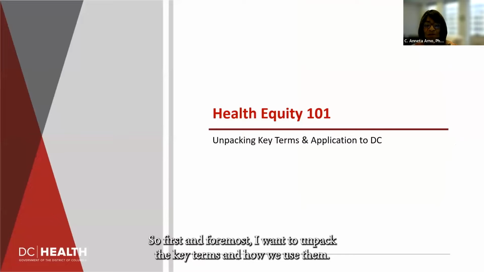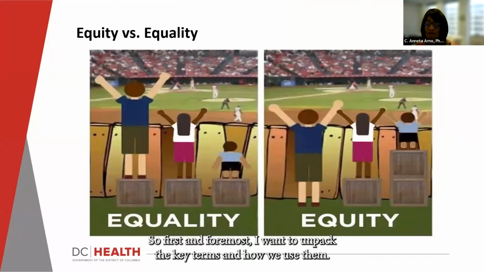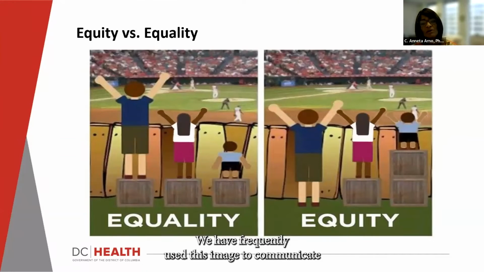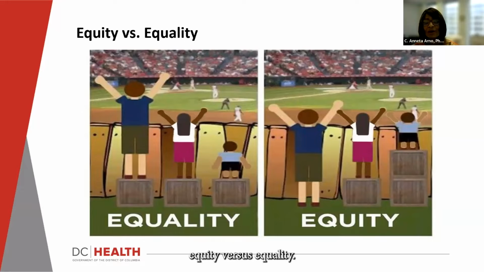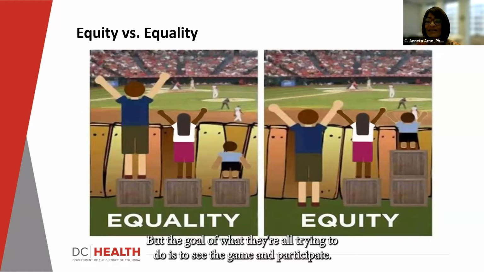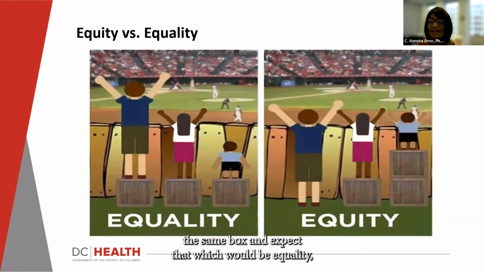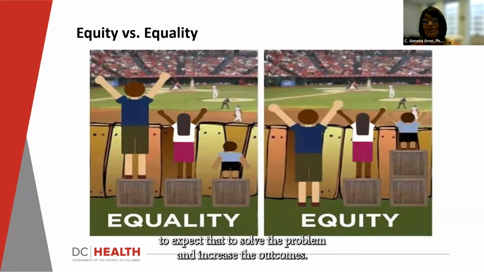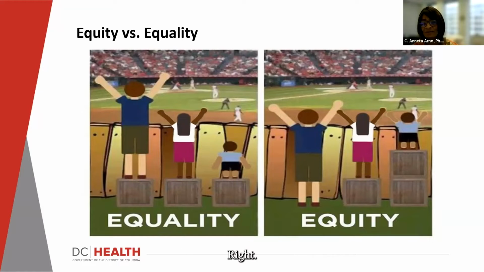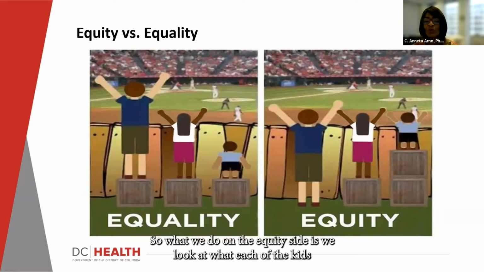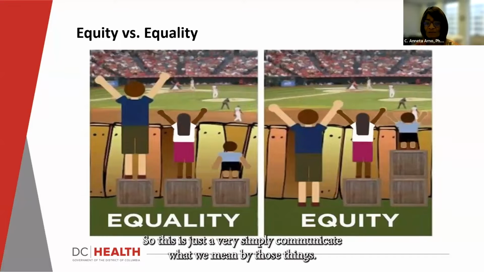So first and foremost, I want to unpack the key terms and how we use them. We have frequently used this image to communicate what we actually mean by health equity versus equality. Now, what we're seeing here are three kids. They're all of different heights, but the goal of what they're all trying to do is to see the game and participate. So it makes little sense to just give each kid the same box and expect that, which would be equality, to expect that to solve the problem and increase the outcomes, right? So what we do on the equity side is we look at what each of the kids needs to be able to participate in the games, because that is our objective, that is our outcome. So this is just to very simply communicate what we mean by those things.